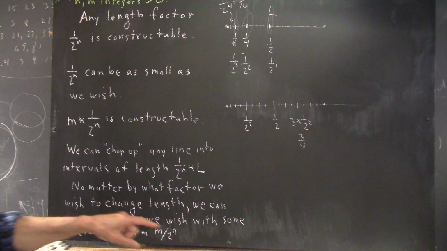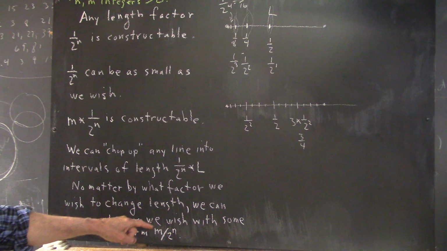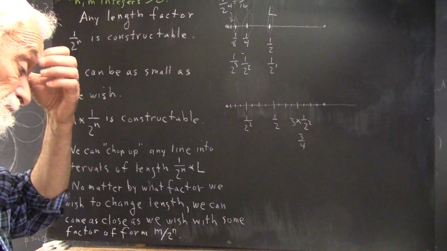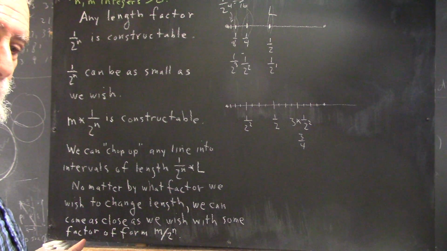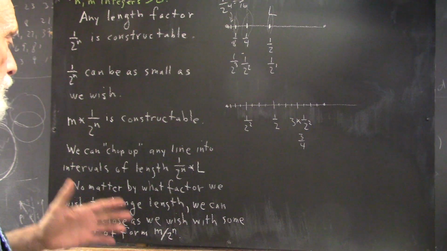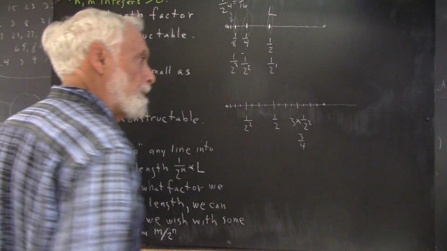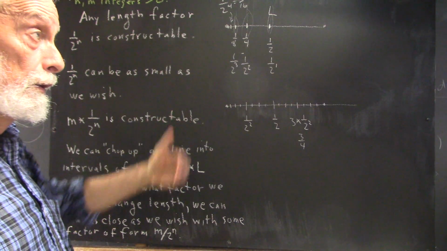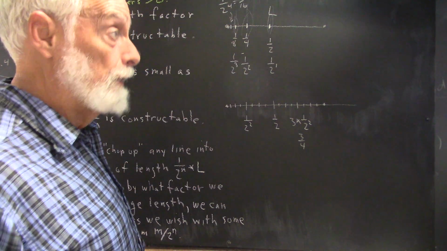Then, no matter by what factor we wish to change our length, we can come as close as we wish with some factor of the form m/2 to the n. So let's say we wanted to change our length by a factor of 87 hundredths, 0.87. Okay? Now, 87 hundredths is not constructible. But if we have our lengths divided into 1/2 to the 7th, 128ths, then the distance between these marks will always be 1/128th.